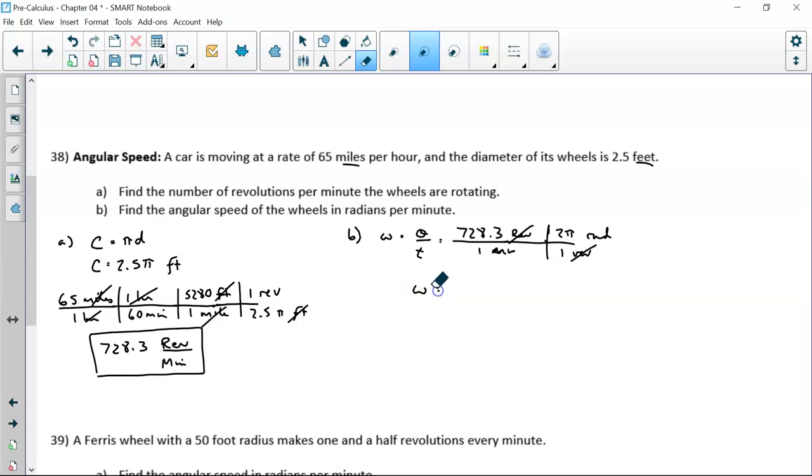So our angular speed, when you multiply, you're going to get about 4,576 radians per minute. Basically what we were doing there is just converting it from revolutions to radians. And that would be the angular speed of the tire. We'll be working on this more. I know it's going to be a little confusing at first.